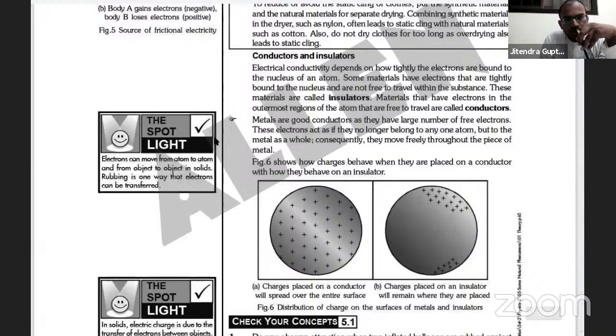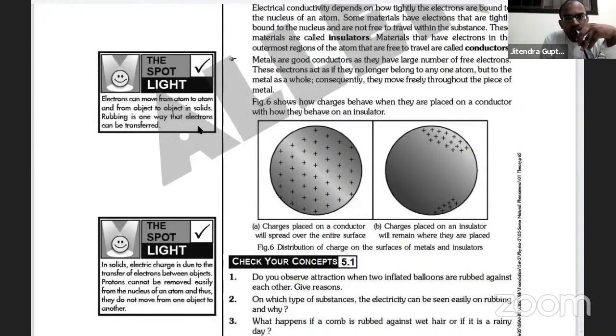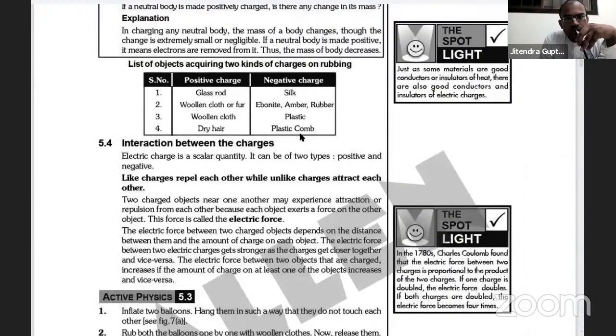Sir, in this chapter, is there any part about how to find which electricity, how we rub and which gets plus charge and which gets minus charge? Repeat your question.